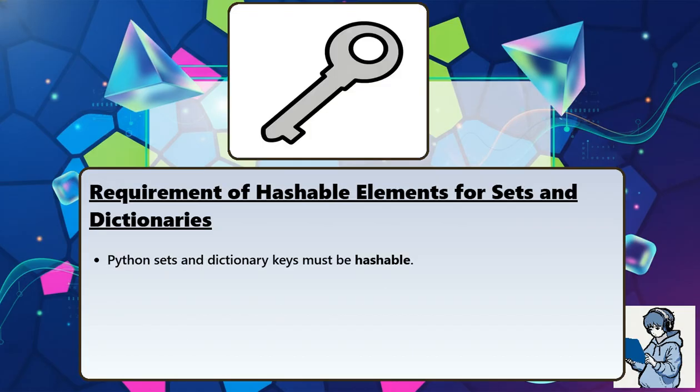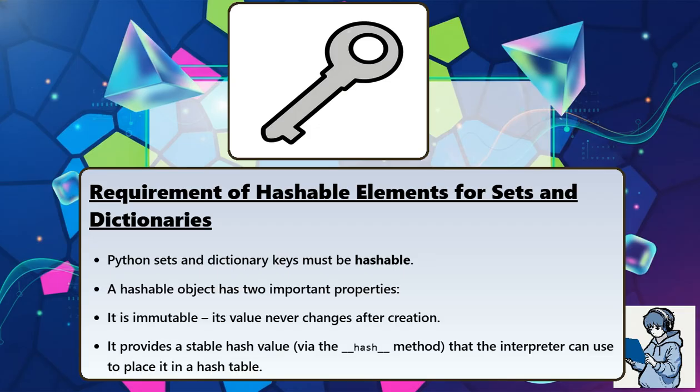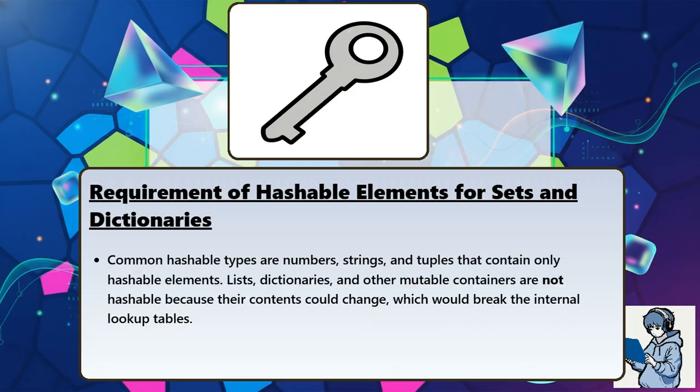Python sets and dictionary keys must be hashable. A hashable object has two important properties. First, it is immutable. Its value never changes after creation. Second, it provides a stable hash value via the __hash__ method that the interpreter can use to place it in a hash table. Common hashable types are numbers, strings, and tuples that contain only hashable elements.